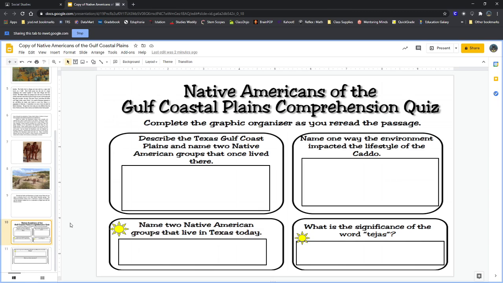Number 3, name 2 Native American groups that live in Texas today. So it's similar to that first question we read, but this one is asking about Native American groups that we might still have here in Texas today. Question 4, what is the significance of the word Tejas? So significance means why is it important or what makes it important. We want to keep an eye out for where we see that word Tejas in our passage.